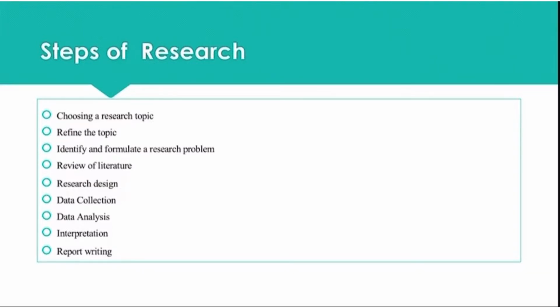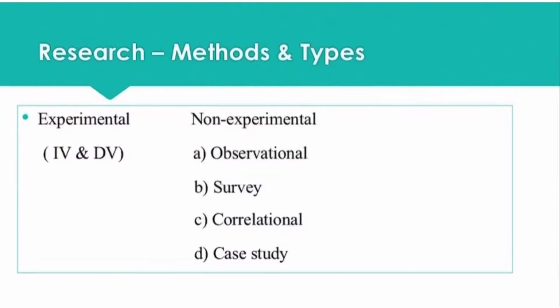From the result, we will interpret, we will form a conclusion, and finally write a report of our research work. So this is the whole process of research. These are the steps from choosing the research topic to report writing. Next, we'll see methods and types of research.